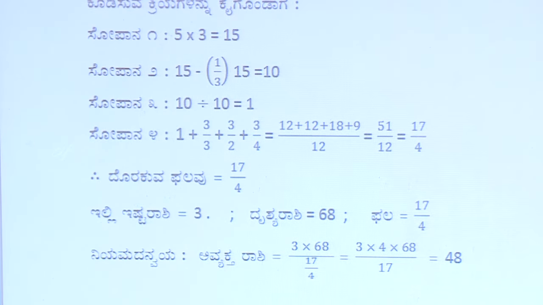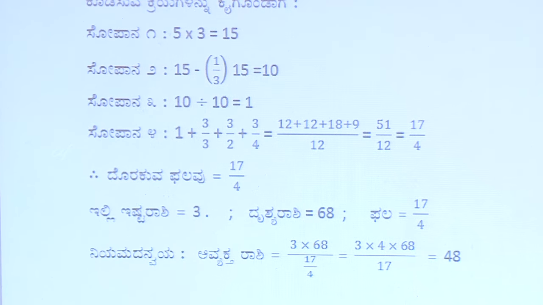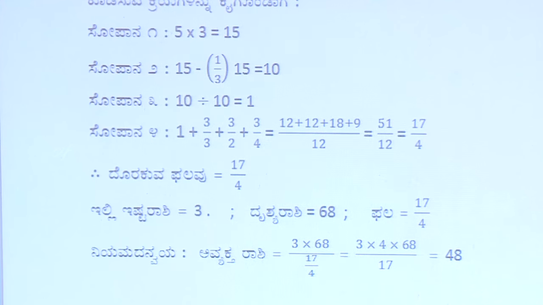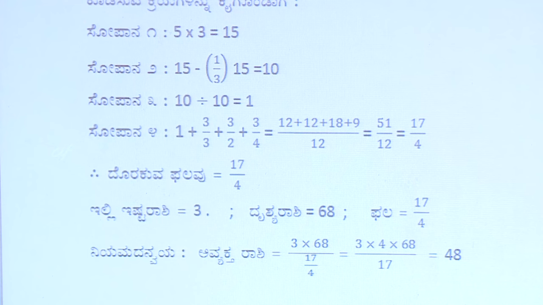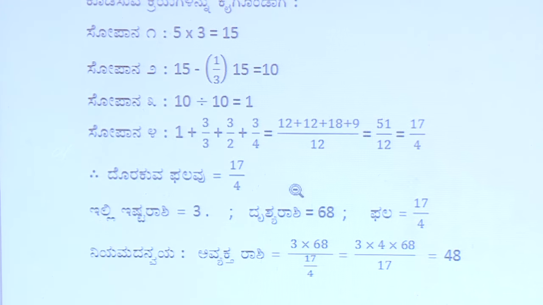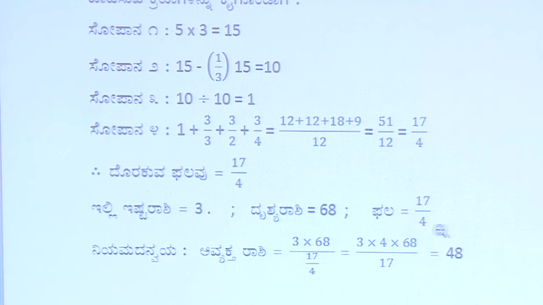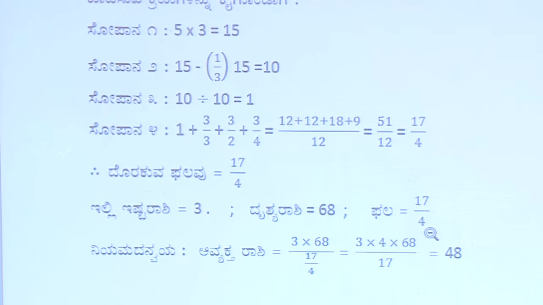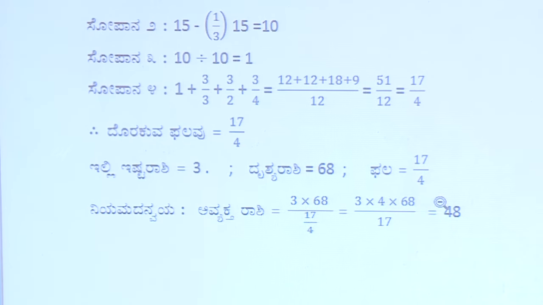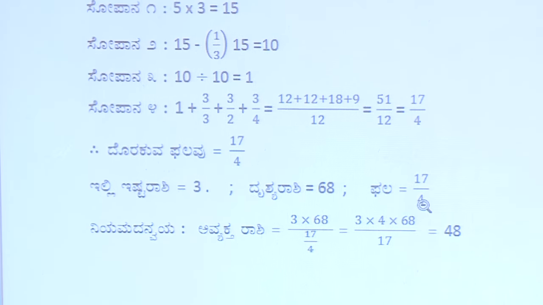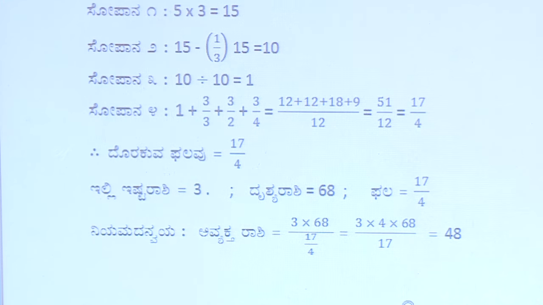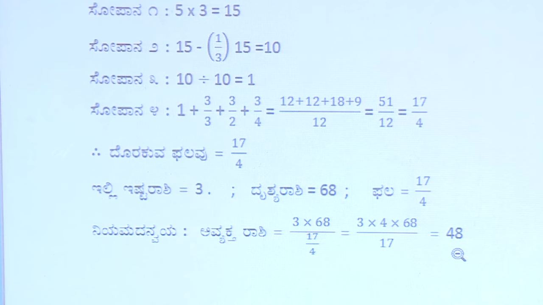In the rule it is stated that we have to multiply the assumed number by the number given. The given number is 68, assumed number is 3. So multiply 68 by 3 and divide by the quantity obtained. The given number 68 should be multiplied by the ishta, that is, the number we have assumed, 3. That product is to be divided by the result we obtained in the last step, which is 17 by 4. That's why divide 3 into 68 by 17 by 4, the result is 48. This is the Ishta Karma Vidhana.